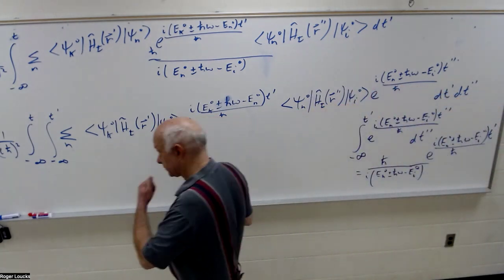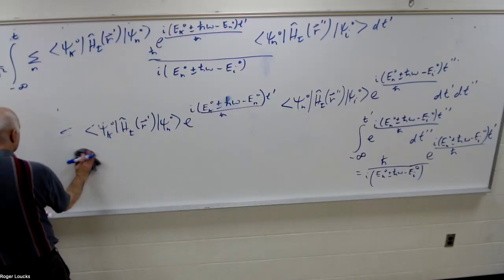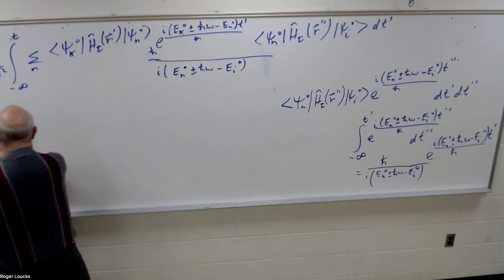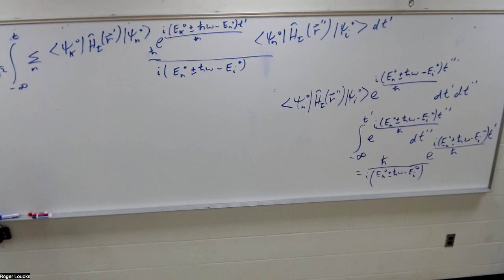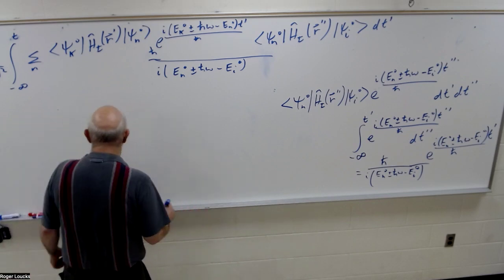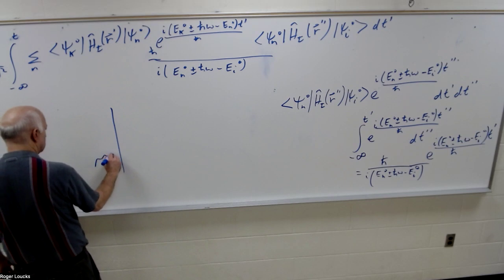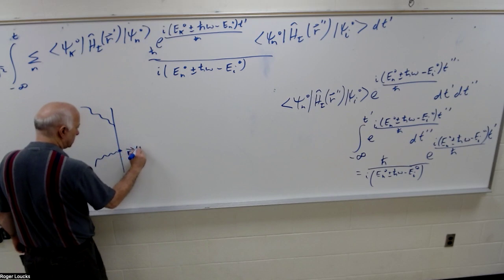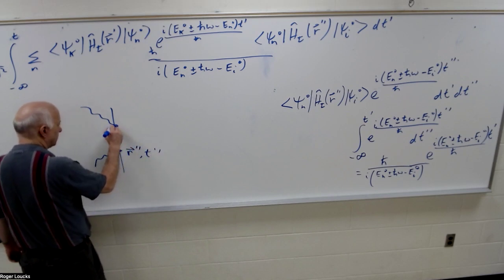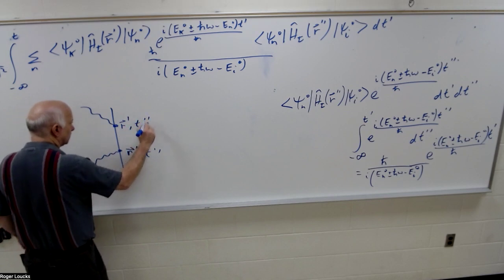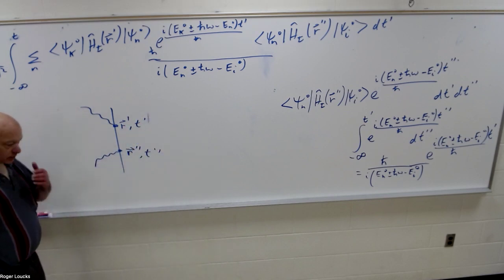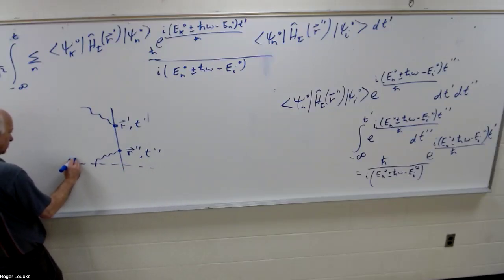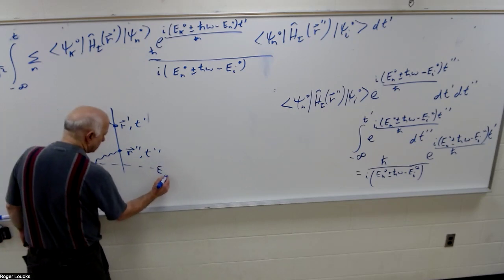I want to do a little picture. Now we can see the Feynman algorithms coming in a little bit better. What I can do is represent this picture like this. This point here is going to be R double prime, T double prime. This point here is going to be R prime, T prime. And this right here is going to be my h bar omega, and this is my E i0.